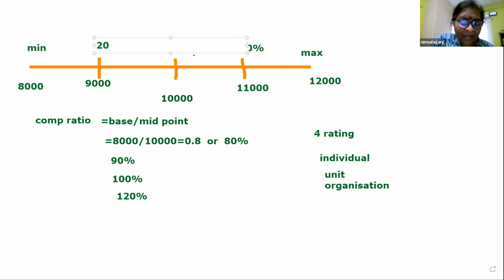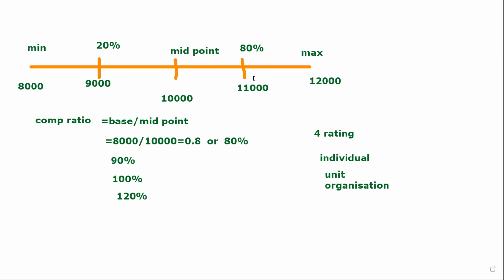What does it reflect across the organization? That means your people are actually almost tenured. They are sitting on high salary, right? They're overpaid. So that's how comp ratios become very, very useful.